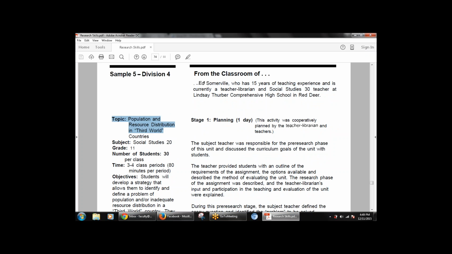The topic is population and resource distribution in third world countries, that is, how the population and the resources are distributed in those countries. The subject is social studies 20, grade 11, with 30 students per class, and a time duration of 3 to 4 class periods of 80 minutes each.